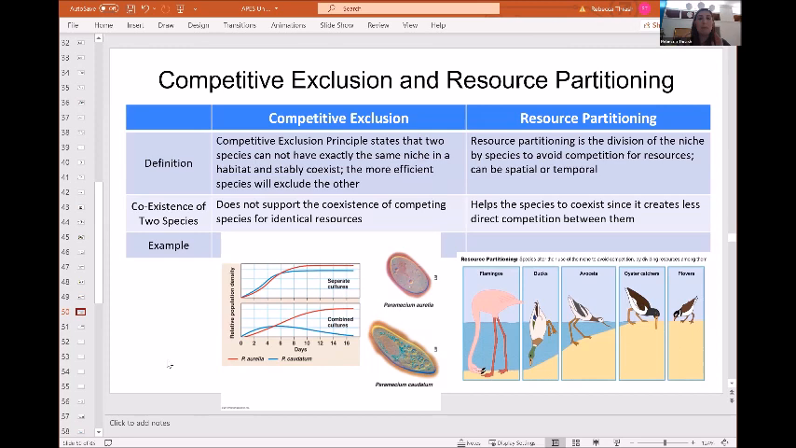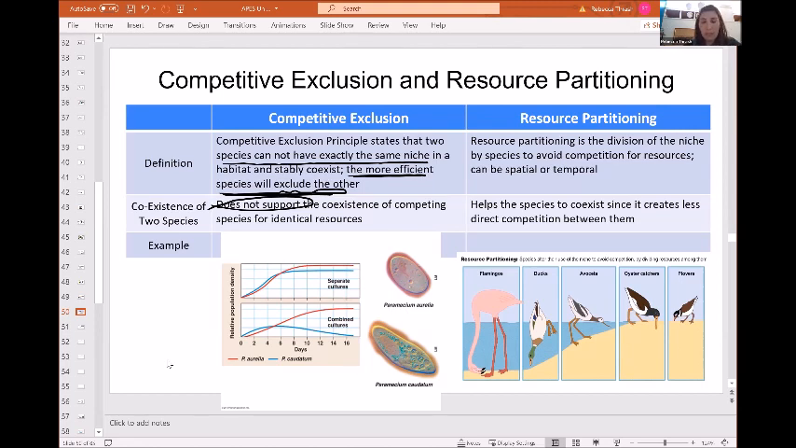So when we talk about competitive exclusion, this means that two species cannot have exactly the same niche. They can't. If you remember our warblers, they're very close, but they're never in the same exact place. And typically, what's going to happen is if there is that competition, there's going to be a more efficient species, and that species will exclude the other. Now, it does not support the coexisting of competing species.